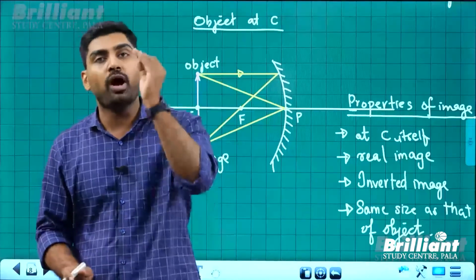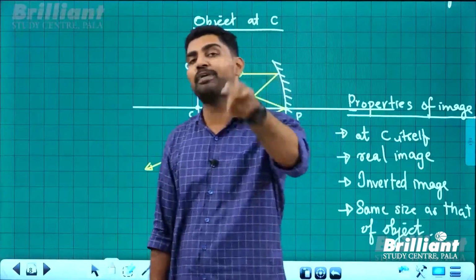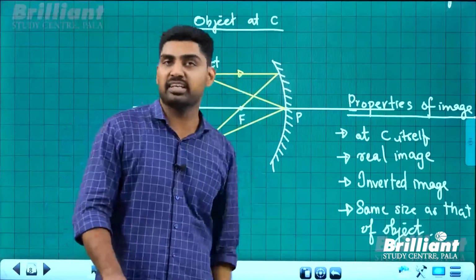So when do the object and image coincide? In the case of a concave mirror, when the object is placed at C. When the object is placed at C, the object and image are at the same place.